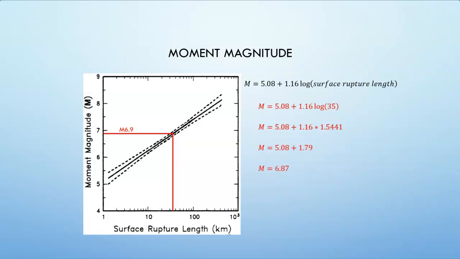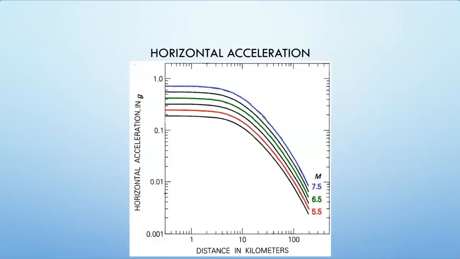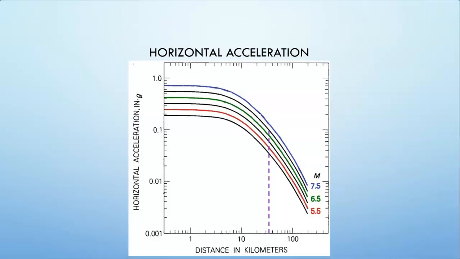We can do one more fun thing with this data. We can estimate the intensity of the earthquake in this area by looking at the relationship between the surface rupture length and the amount of horizontal acceleration there was on the ground when the earthquake happened. In our example, the ground rupture was 35 kilometers and the magnitude of the earthquake was 6.9. Find the 35 kilometers and draw a line up to the curve that represents a moment magnitude of about 6.9. Then draw a line straight across to the y-axis. The horizontal acceleration is 0.1.